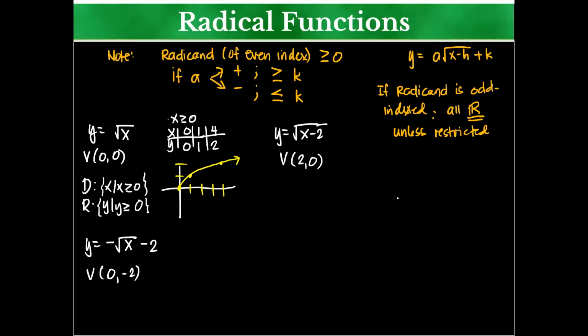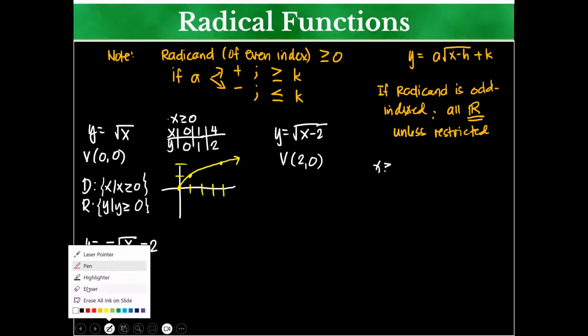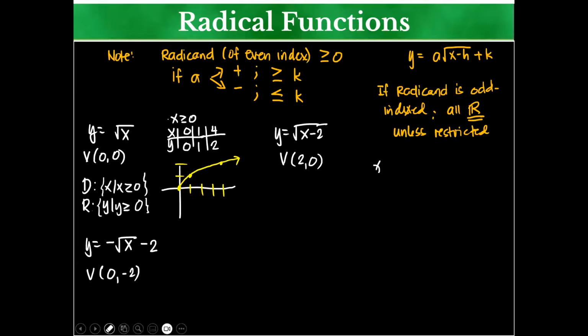Eto, guys, let's look at the radicand. It says in the rules that the radicand, if it's even index, should be greater than or equal to 0. The radicand is x minus 2, greater than or equal to 0. So that means x is greater or equal to 2. That is already your domain.